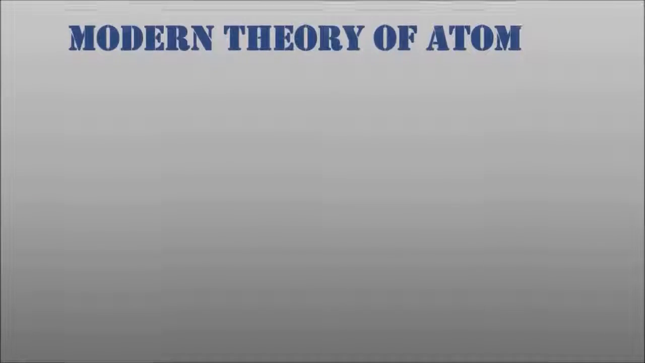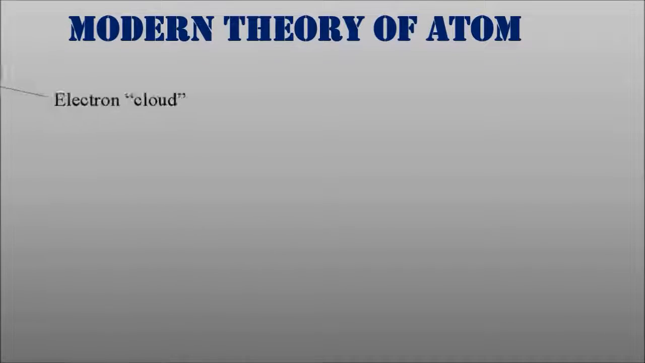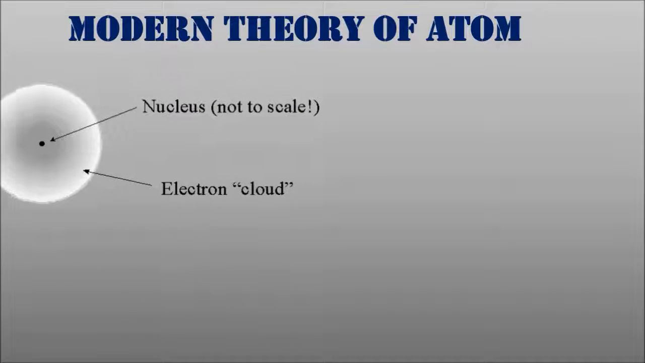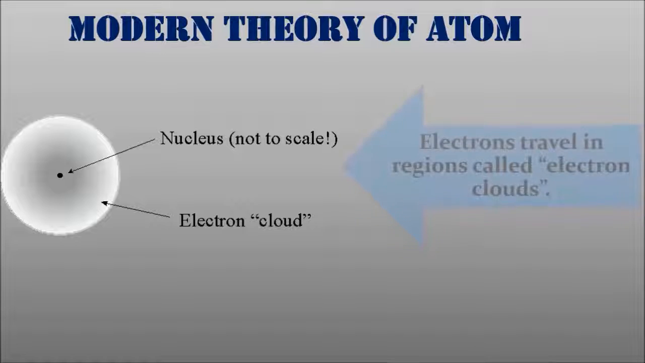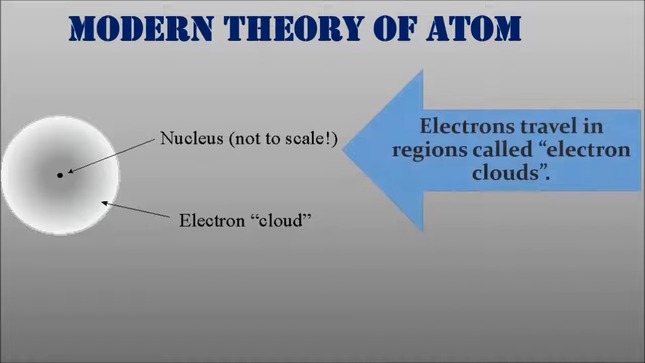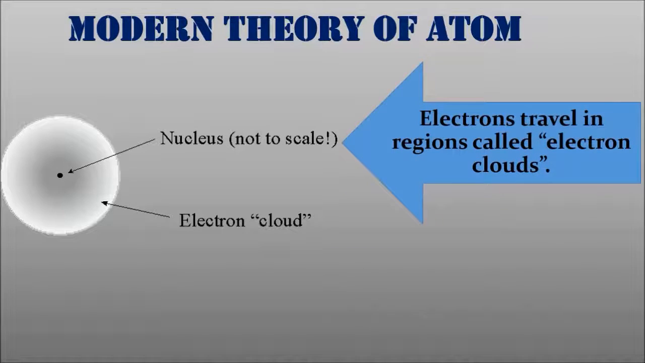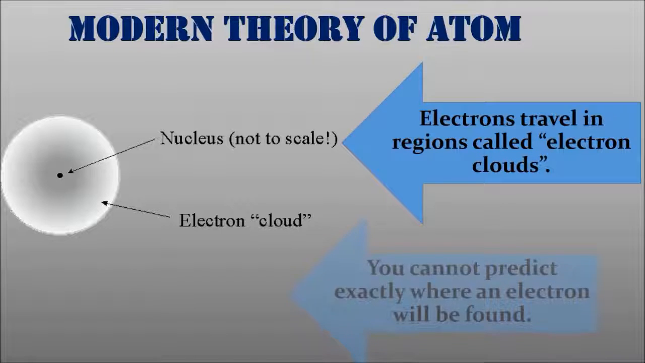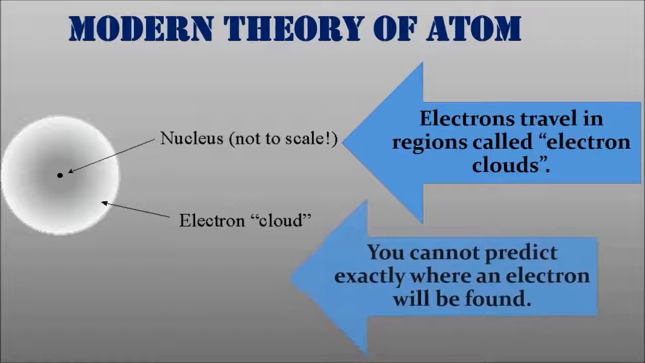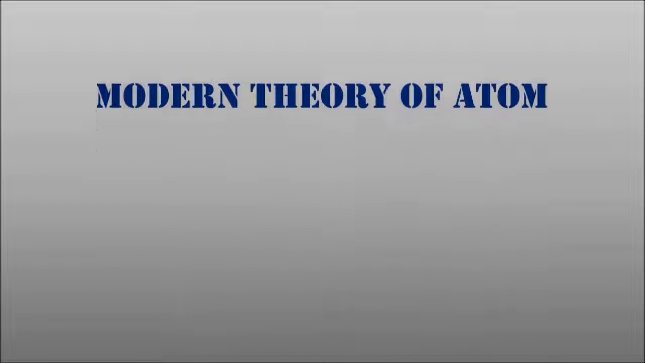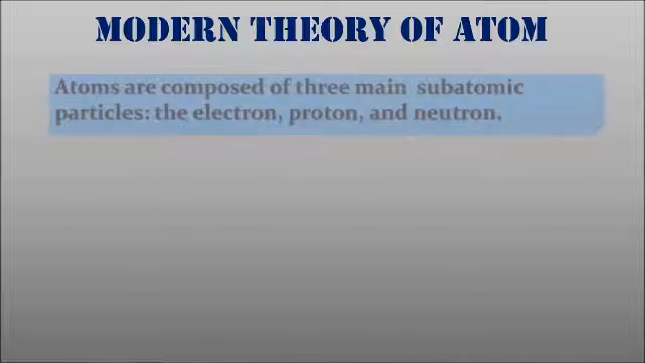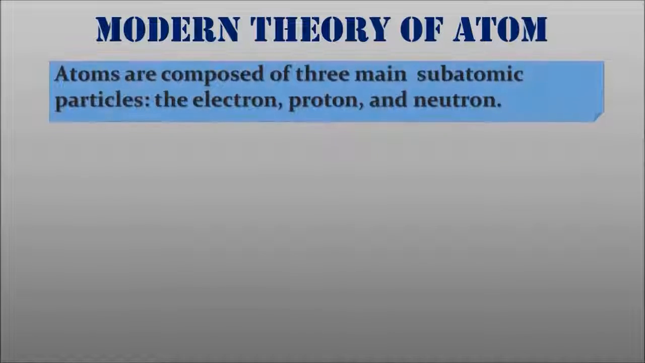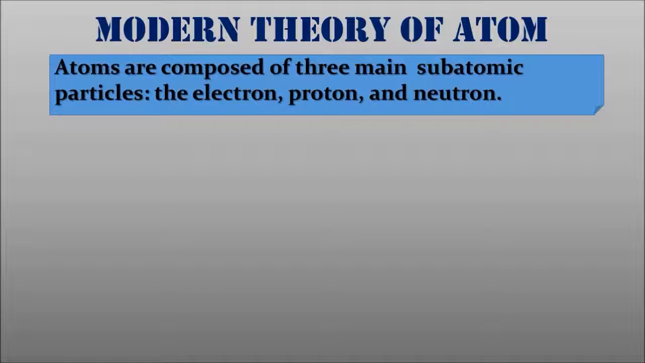Modern theory of atom. Electrons travel in regions called electron clouds. You cannot predict exactly where an electron will be found. Atoms are composed of three main subatomic particles, the electron, proton, and neutron.